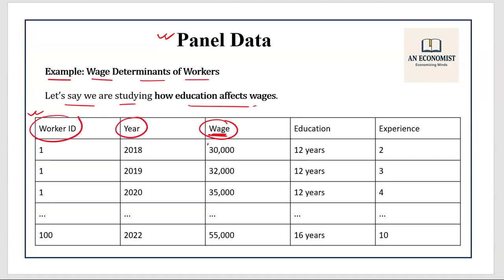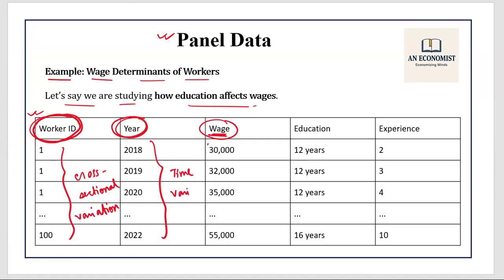So here workers are also changing and years are also changing. So this is the cross-sectional variation. You are changing the entities here, which is the number of workers. So first worker, second worker, third worker, up to 100 workers. These are the different entities, or the cross-sectional units. This is the cross-sectional variation, and this is the time variation, or the time dimension, basically.